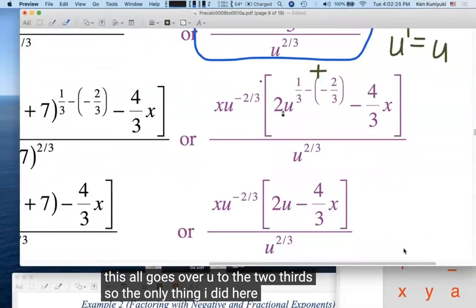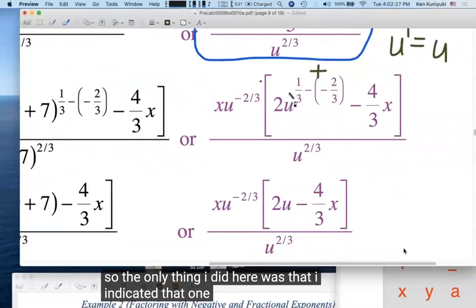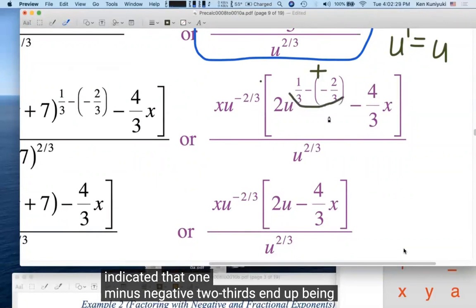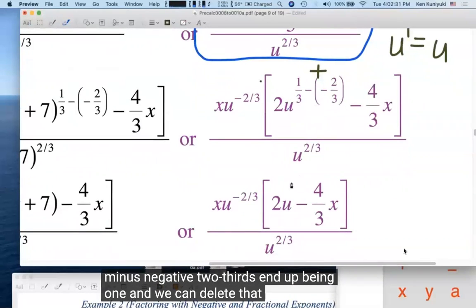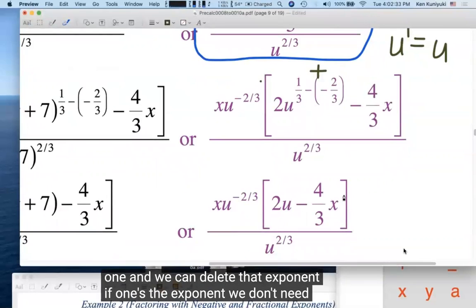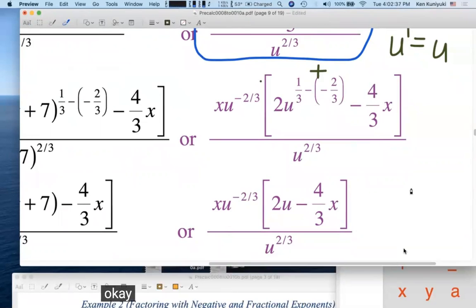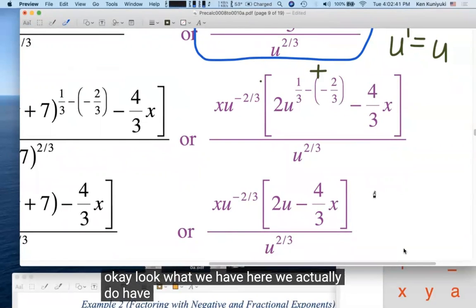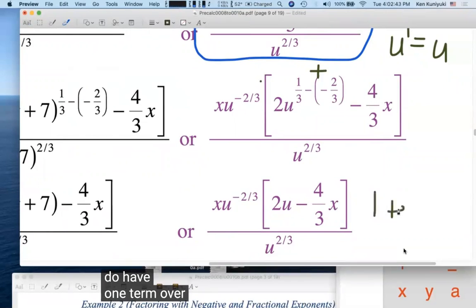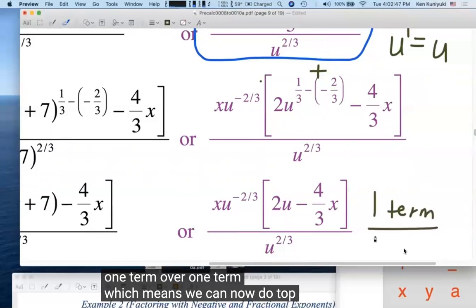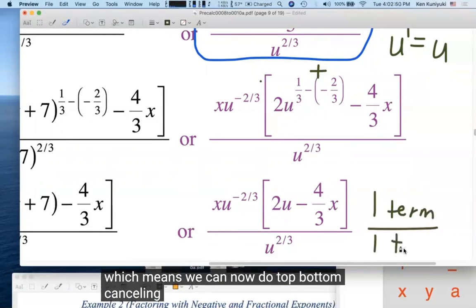So the only thing I did here was indicate that 1/3 minus negative 2/3 ends up being 1, and we can delete that exponent. If 1's the exponent, we don't need it. Okay, look what we have here. We actually do have one term over one term, which means we can now do top, bottom, canceling, or dividing.